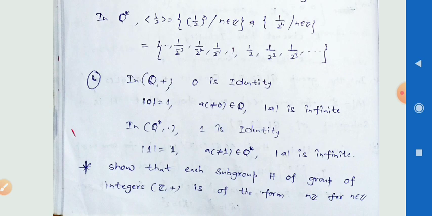Show that each subgroup H of the group of integers Z comma plus is of the form n into Z for n belongs to Z. Here the problem is given: H is any subgroup of Z comma plus. Here Z is the integers and addition is the binary operation. The subgroups must be in the form n into Z for n belongs to Z. For this we have to show that any subgroup of Z comma plus must be n into Z.